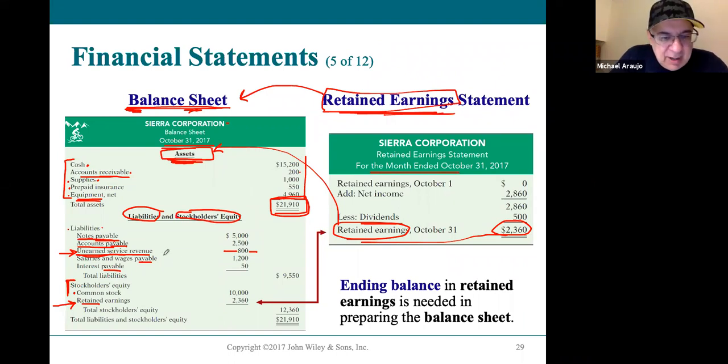Okay, so those are important. All right, so the next one here, it's important to understand what salaries and wages payable is. Again, the fact that it's a payable means that it's a liability. So I owe salaries and wages. So how would that work? Well, this is a very common account actually.